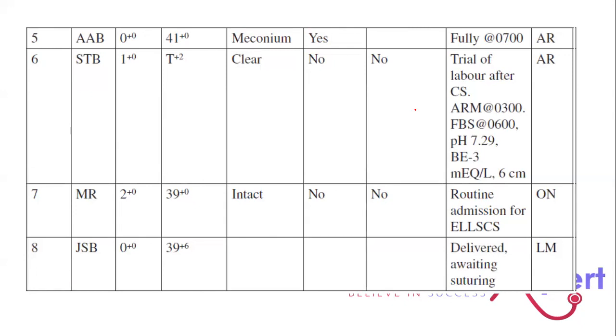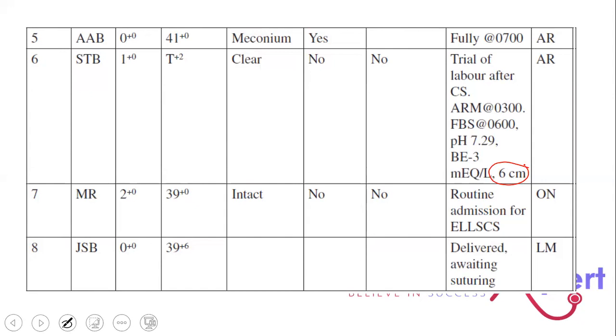If we have any concern regarding the fetal heart rate, we will repeat the fetal blood sampling according to the protocol. If it is pathological, we will expedite the delivery according to the Bishop score. If it is unfavorable, we will do a cesarean section. If it is favorable, we will proceed at the moment.